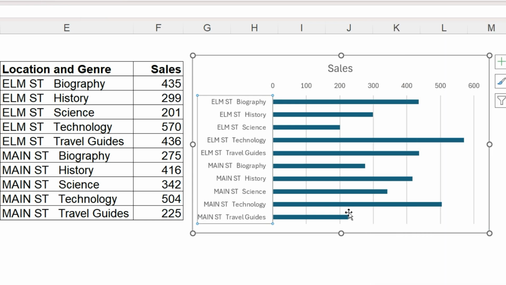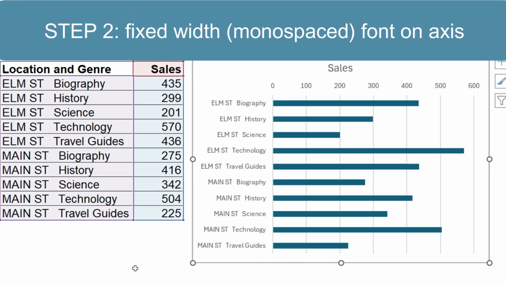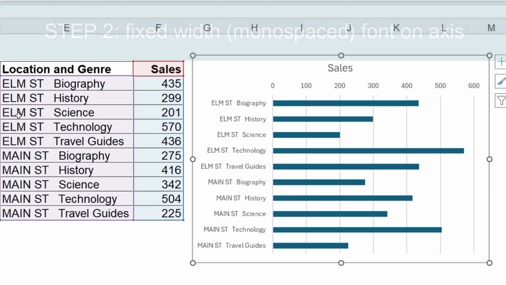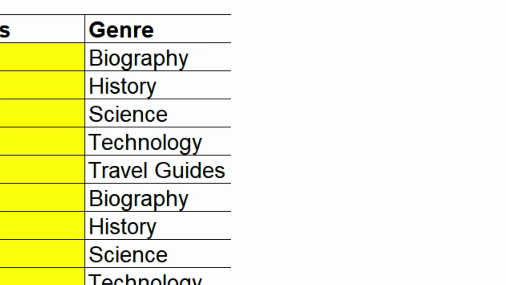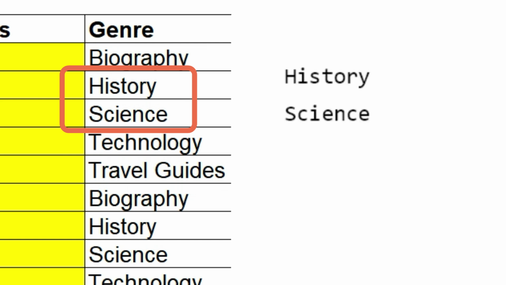Step 2. In the chart, change the font of the labels to a fixed width font. This will make each letter and space the exact same width and allow us to align the labels. If you look at history and science, both contain 7 letters, but they are not the same width. If we use a fixed width font, they will be.